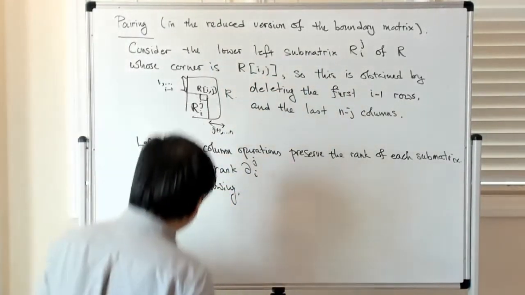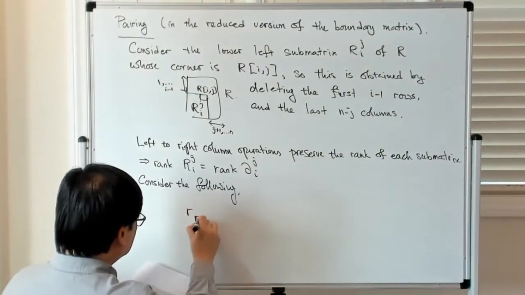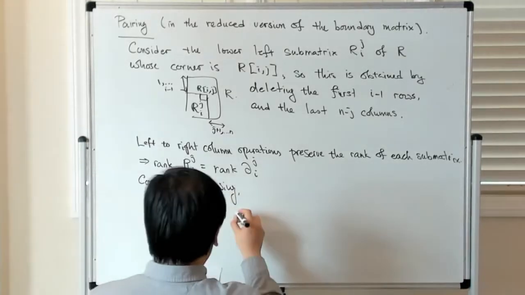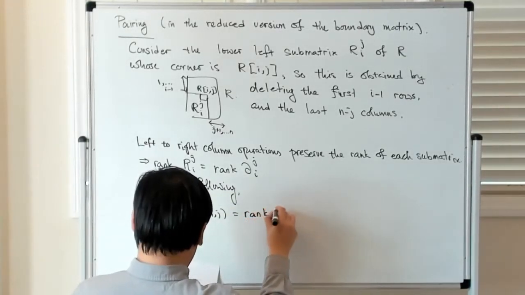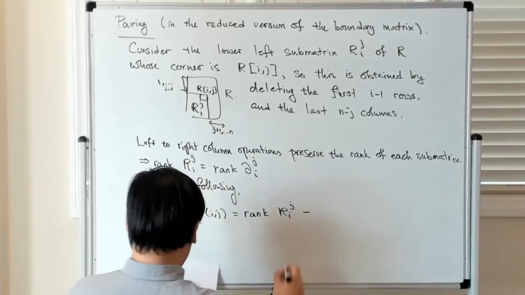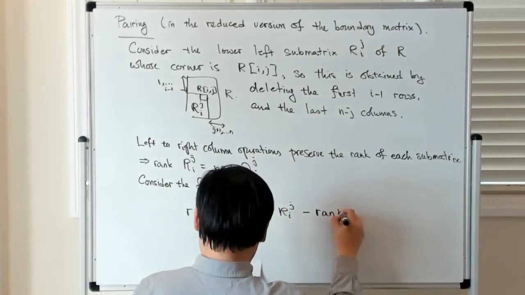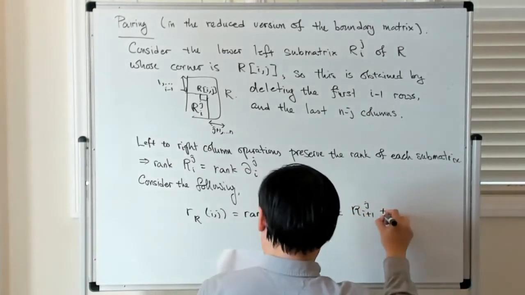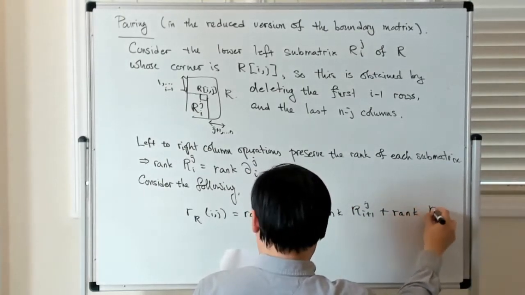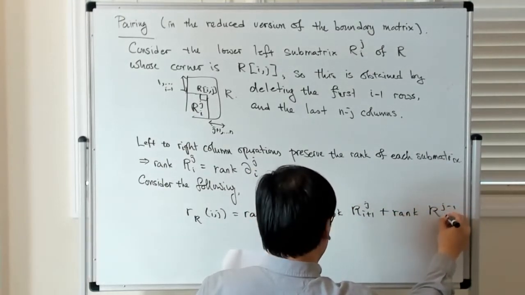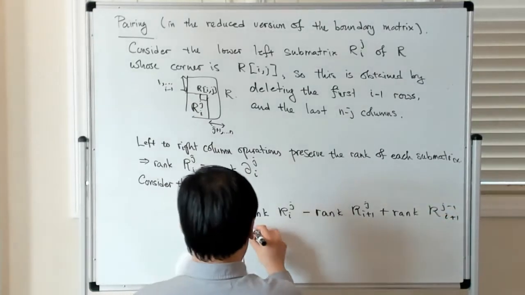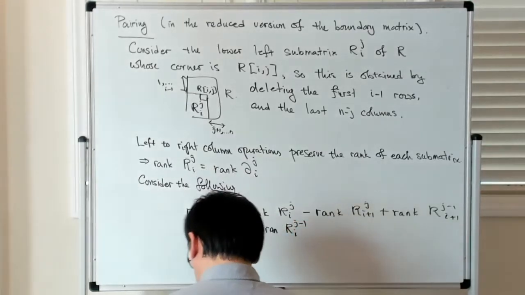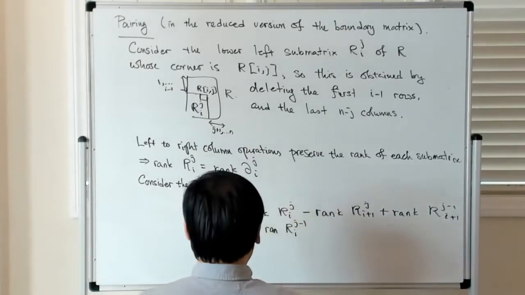Okay, so I'm going to look at what I call R sub R at i,j. So this is going to be the rank of R_ij minus the rank of R_{i+1,j} plus the rank of R_{i+1,j-1} minus the rank of R_{i,j-1}.